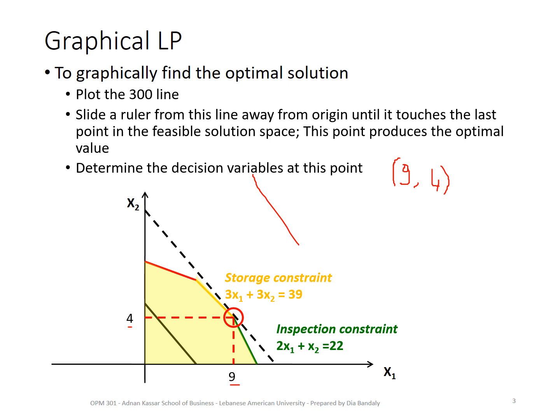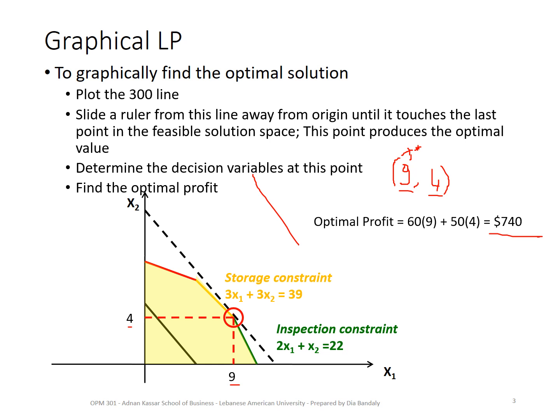Now what about the optimal profit? All I have to do is plug these two values, 9 and 4, in the profit function, which is 60x1 plus 50x2, and this is my x1. We can call it, if you want, x1 bar, x1 asterisk. That means this is the value of x1 that maximizes my profit, and this is x2 asterisk. Okay, and I plug it there and I get 740. This is the maximum profit that I can get, if I produce 9 units of computer type 1 and 4 units of computer type 2.